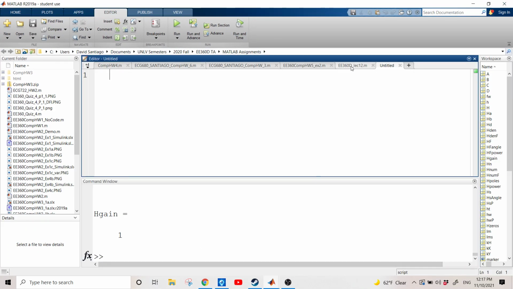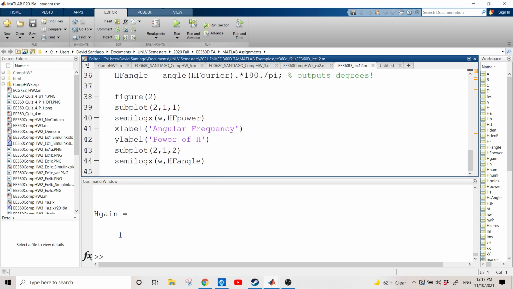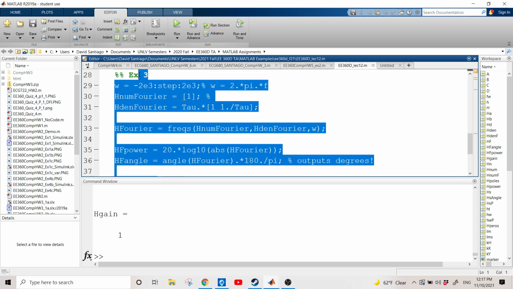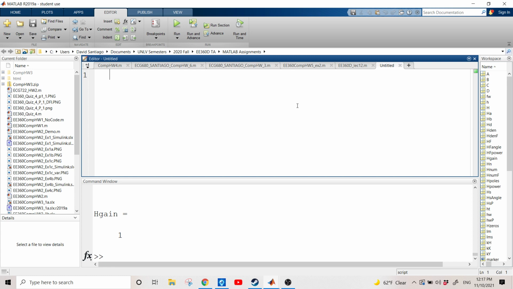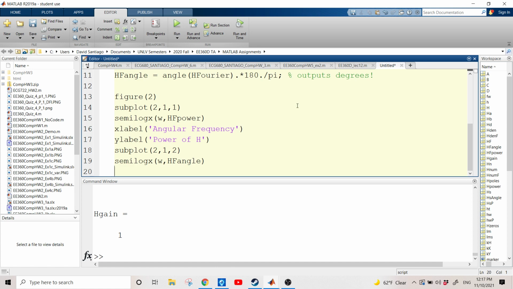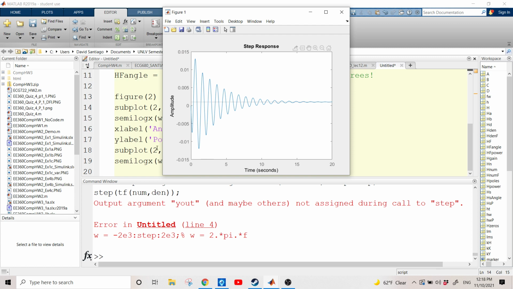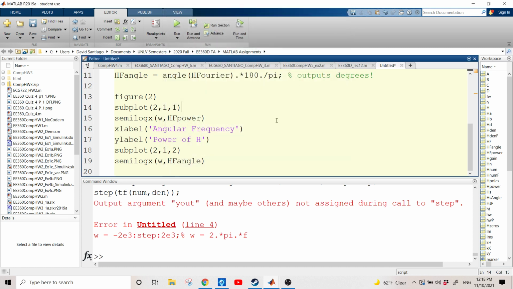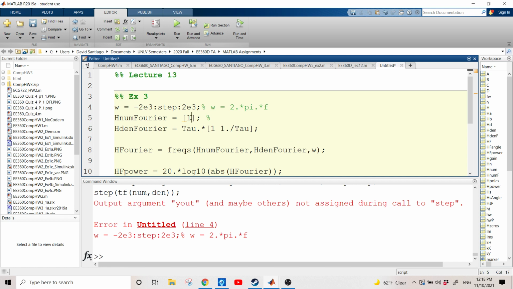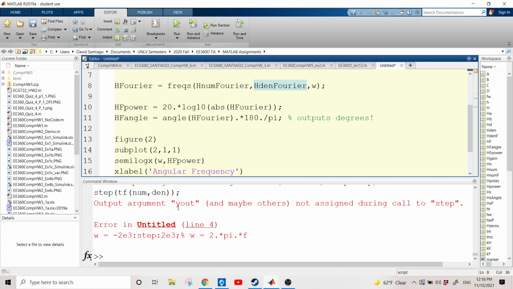This is what we did last lecture, but I didn't put that there. Let's just copy it. Okay, copying. Exercise 3. Put it right here. Lecture 13. There we go. Oh, what's this? What did I do? Step, freq, log of 10. What is this?